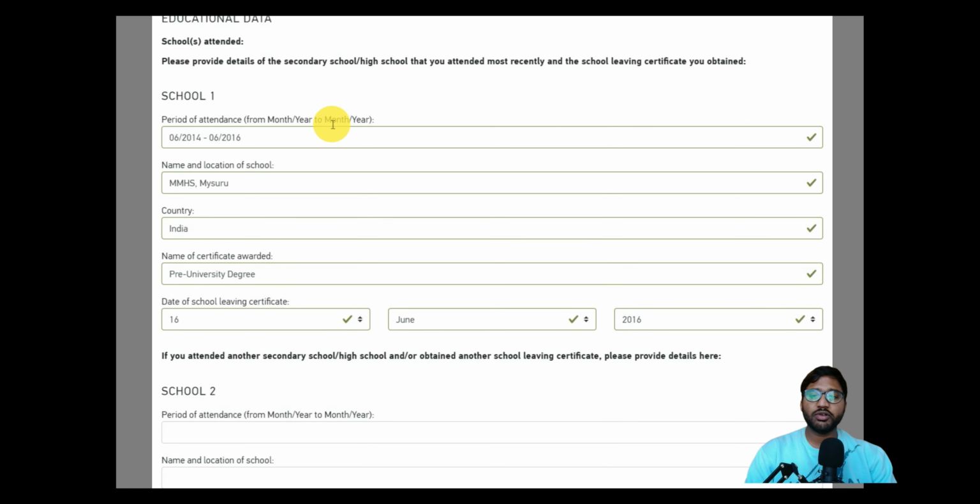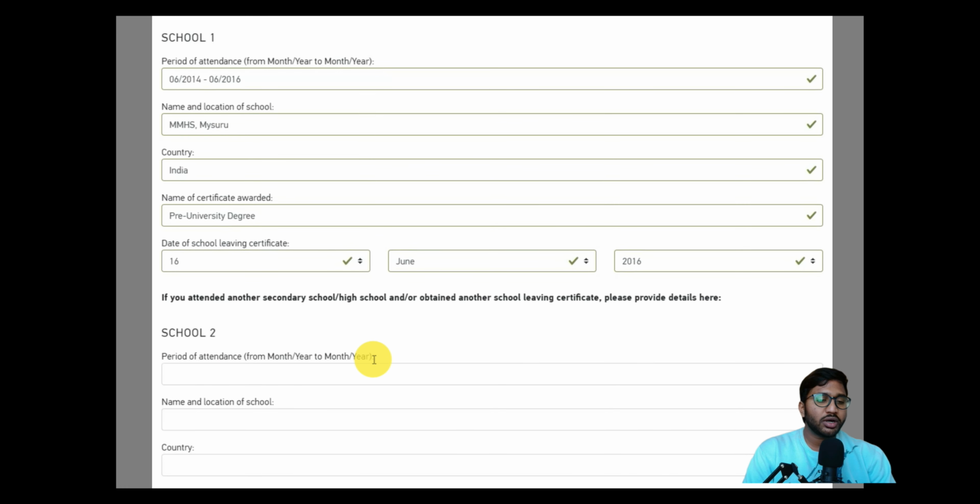But here they have given two school options, school 1 and school 2. I always tell people to put in school 1 your highest qualification, which is your second PUC or 12th standard details. Then in school 2, put your 10th standard details. If it is a diploma holder, then school 1 will have all the diploma information, and school 2 will have your 10th information.